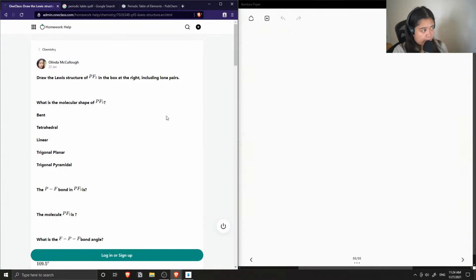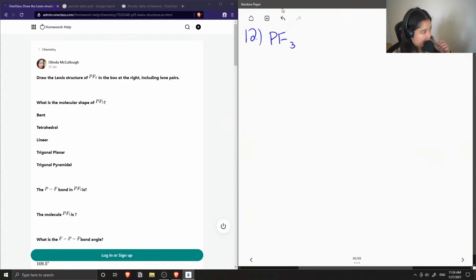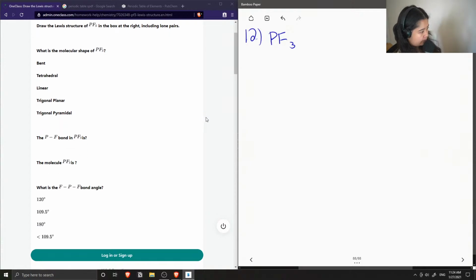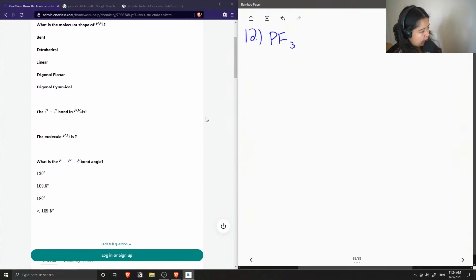Okay, so question number 12. Draw the Lewis structure of PF3 in the box at the right. There's no box, but we'll just draw it. And include the lone pairs. What is the molecular shape? The phosphorus fluorine bond is blank, so I'm guessing they're asking if it's polar or nonpolar. The molecule is blank. And what is the bond angle?